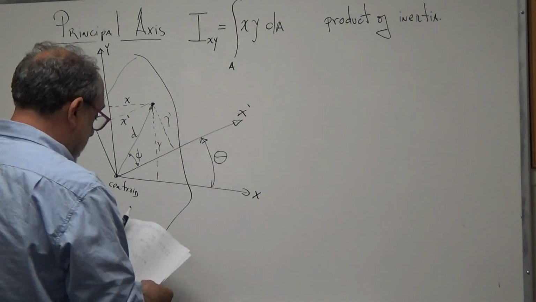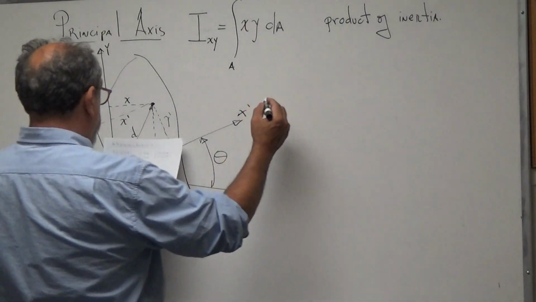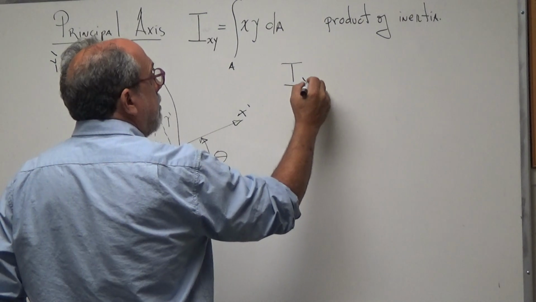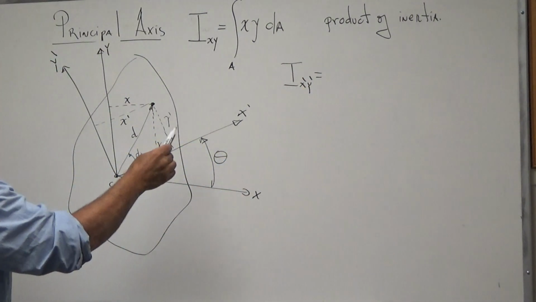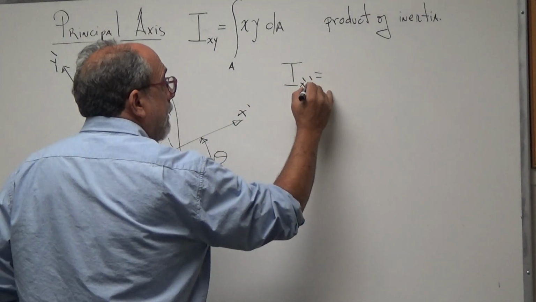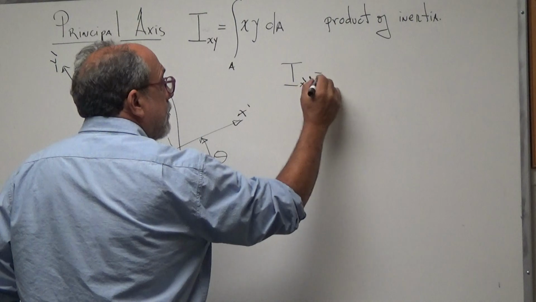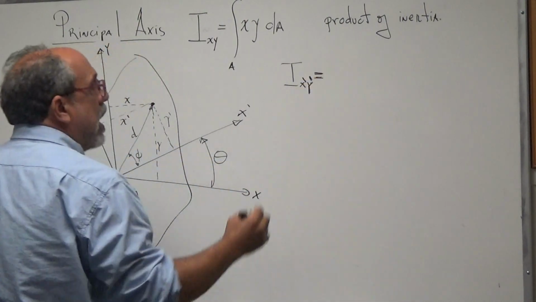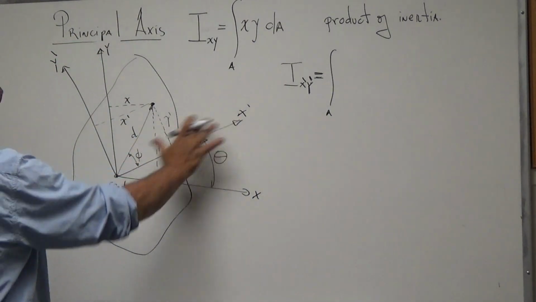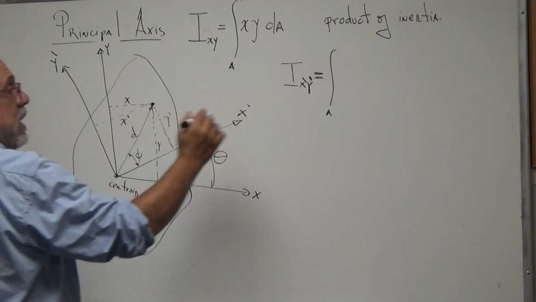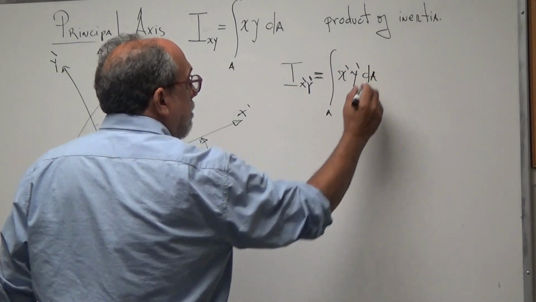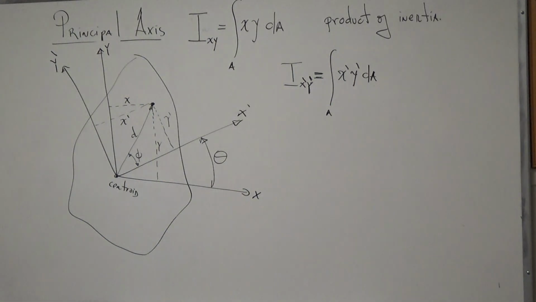So we're going to derive it as follows. We're going to say Ix prime y prime would be the product of inertia about the rotated axis, right? And Ix prime y prime will be, by definition, the integral over the area of, since we're working with this set of axes, it would be simply x prime times y prime times dA, right? I think that should be clear to you.